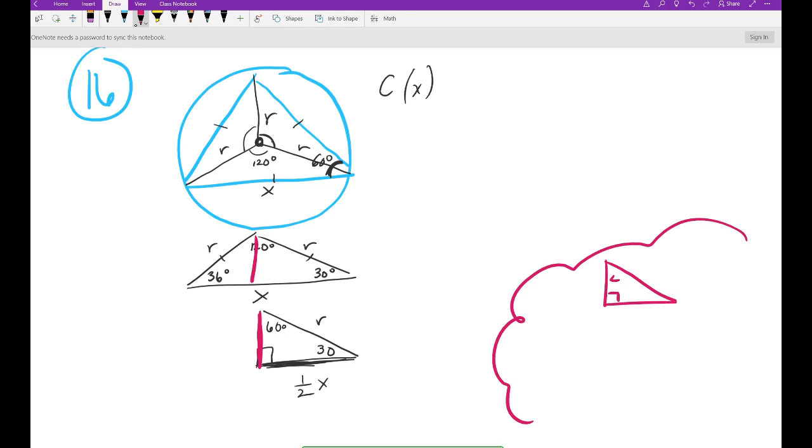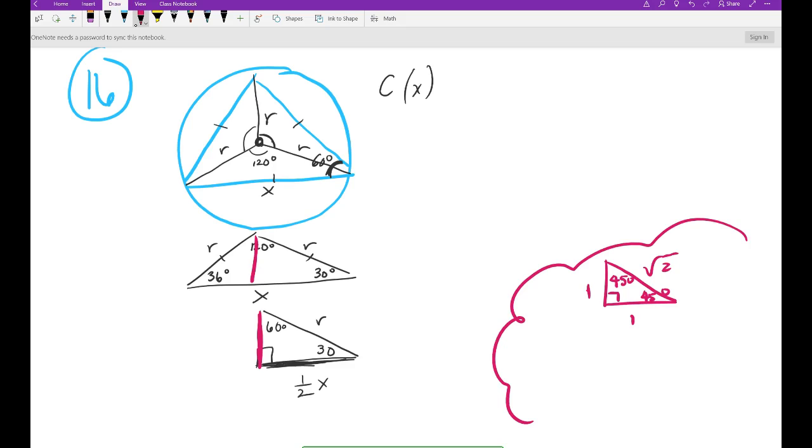45, 45, 90 first. Here we go. 45, 45, 90. 1, 1, rad 2. That means if I were to say, find sine of 45. Sine is opposite over hypotenuse. Opposite is 1, over that is rad 2. So 1 over rad 2. So sine of 45 is rad 2 over 2.